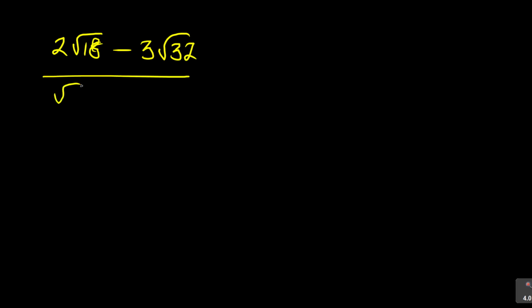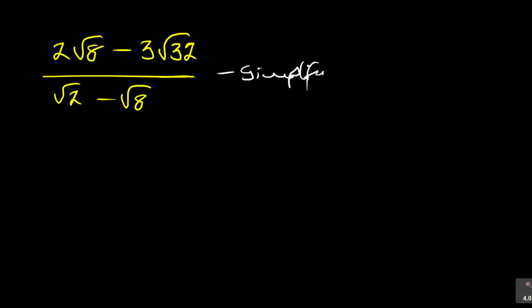Let me write this question down here. For example, they can give you, let's say, 2 square root of 18 minus 3 square root of 32. Maybe they say over square root of 2 minus square root of 8. Look at this. Sometimes they can give you this, and the question here will be what? Simplify. Of course you need to simplify, and no calculator.